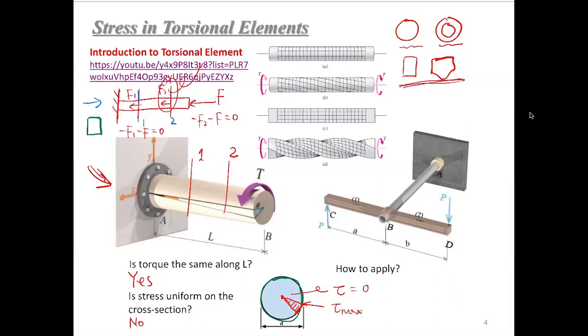Then the third question regarding this would be how to apply a torque to a shaft. If we have an axially loaded bar, if you want to load it, you can simply stretch it or push it, to apply tension or compression. But for a shaft, how do we apply torque to it? We have some different types of methods.